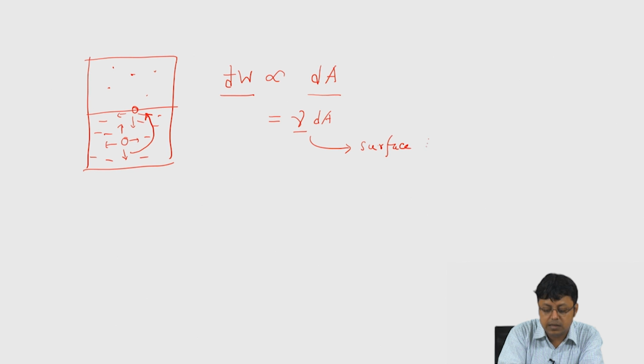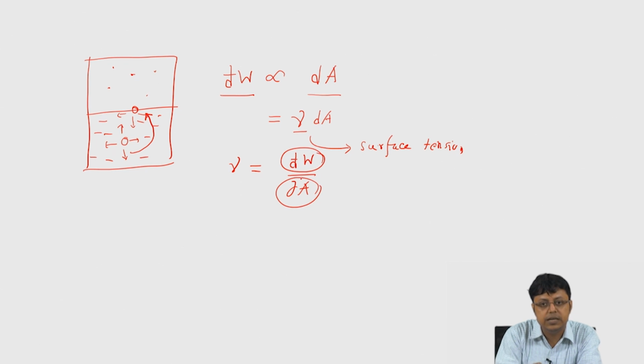So, the surface tension can be defined as the work done per unit change in area. That is the definition of surface tension. It will have dimensions of energy per square centimeter or square meter, something like that.